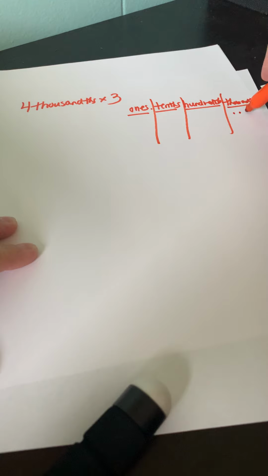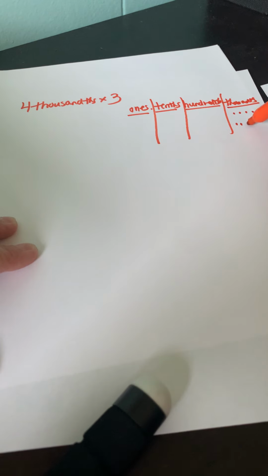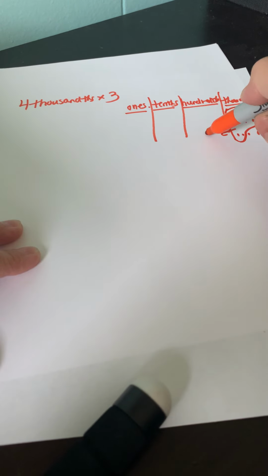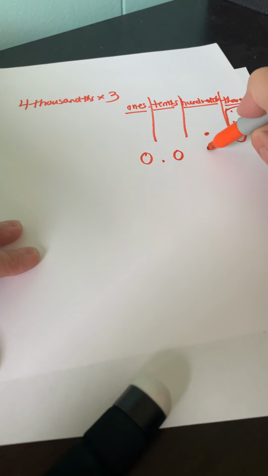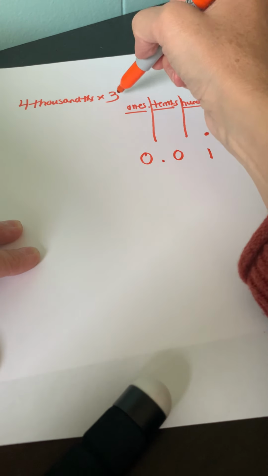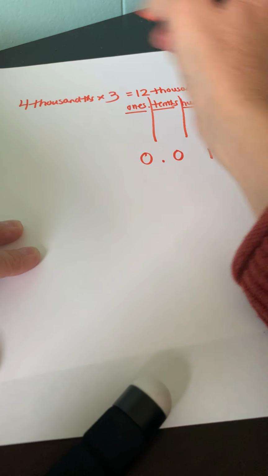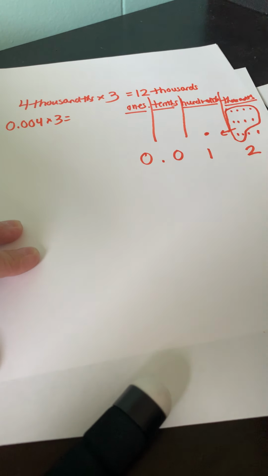I have 4 thousandths. I want to multiply by 3, so I need 3 copies. Then I bundle 10 thousandths and exchange it for 1 hundredth. So I have 0 ones, 0 tenths, 1 hundredth, 2 thousandths. 4 thousandths times 3 equals 12 thousandths.